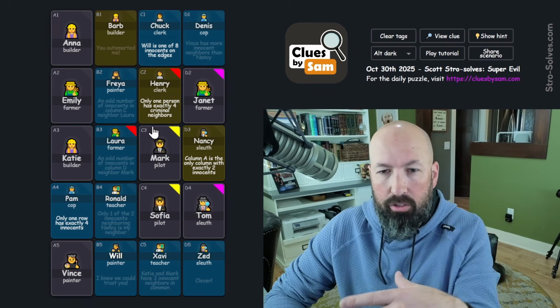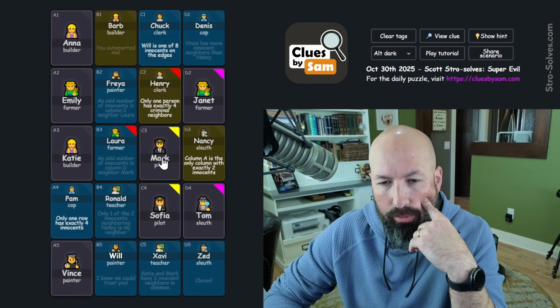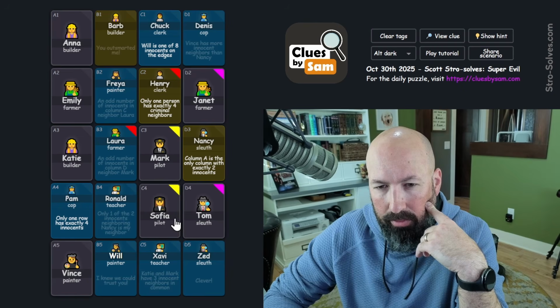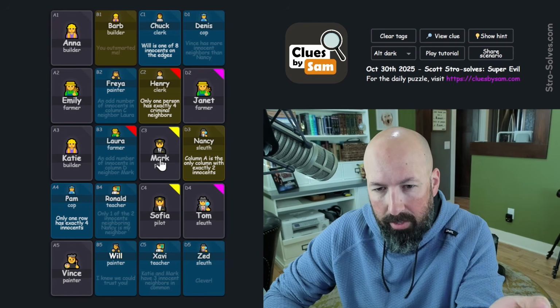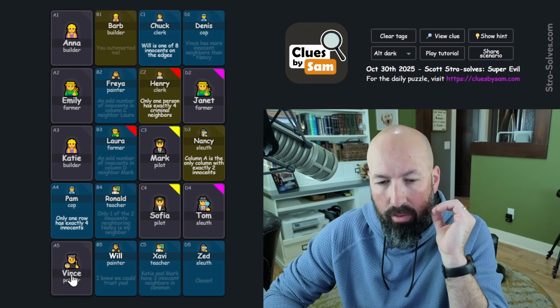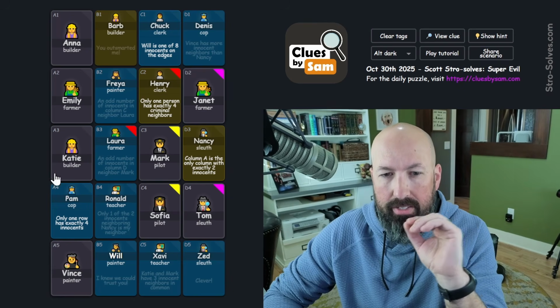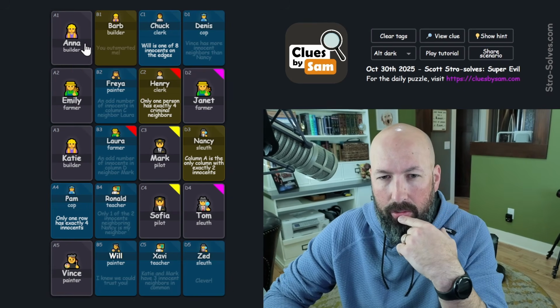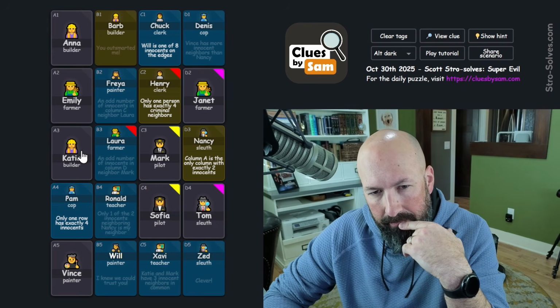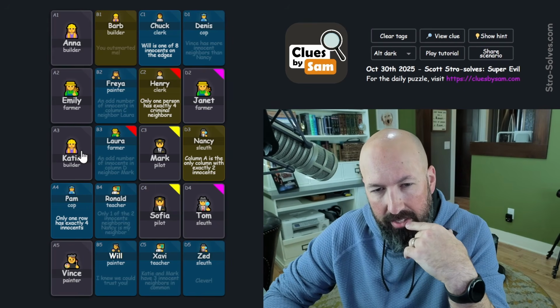For Mark to be the red one, as we're going to call him for right now, one of these is a criminal. Well, Sophia's a criminal. So Sophia being a criminal means there's not 4 innocents in row 4. Row 5 is the one with 4 innocents. Katie, Emily, and Anna are all criminals then, which I think is okay.